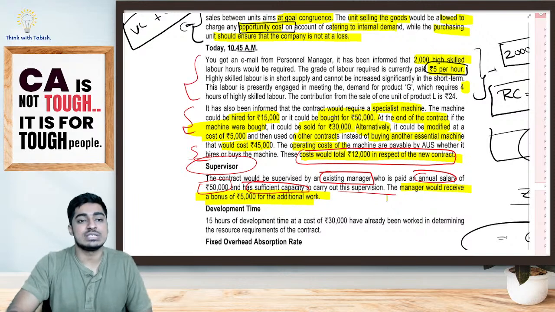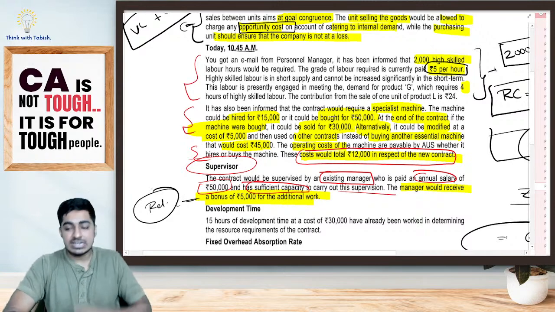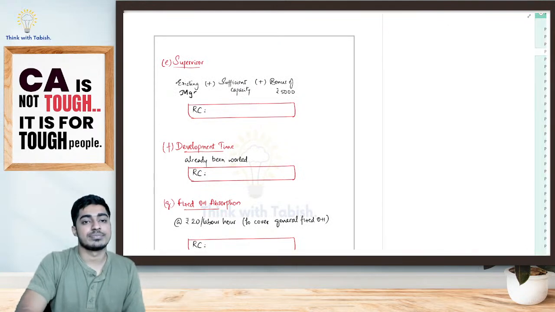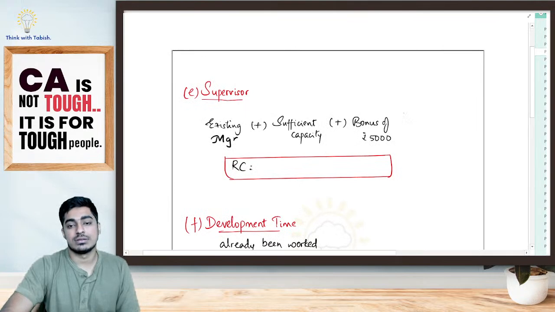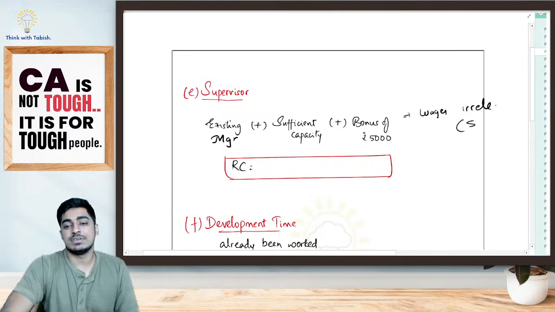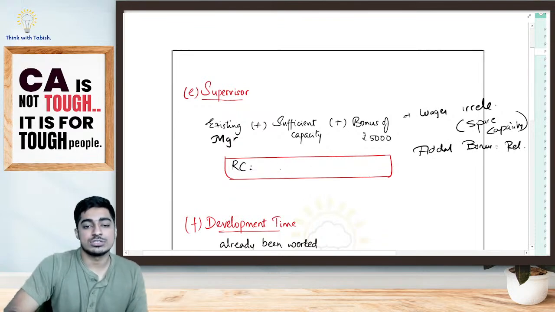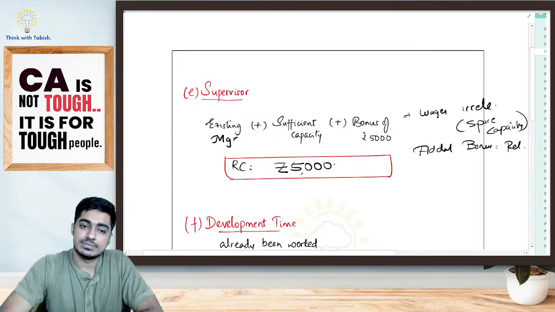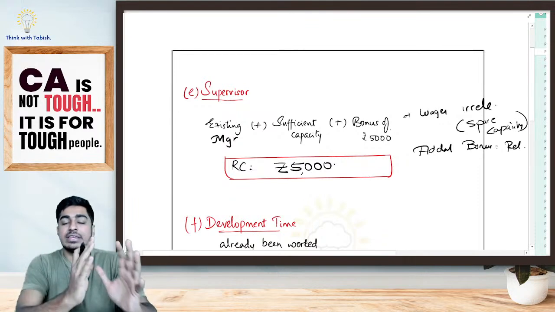Is this 5,000 relevant, students? Yes, this 5,000 is going to be relevant for us because this is incurred specifically for this contract. So I will tell the relevant cost: existing manager, I can tell the wages are irrelevant as there is sufficient spare capacity, but the additional bonus paid is relevant. So what is the relevant cost, students? It is the bonus paid of 5,000 rupees. Is it clear? Yes. See, I have written it here in the form of points.